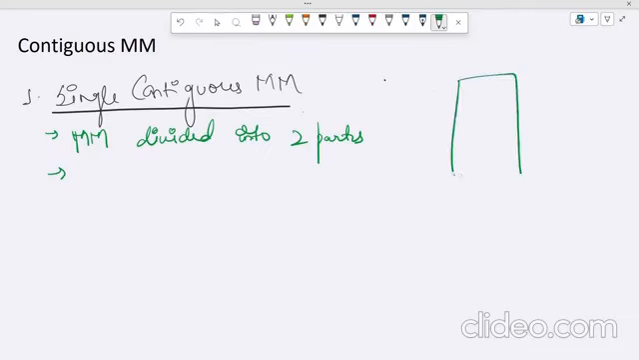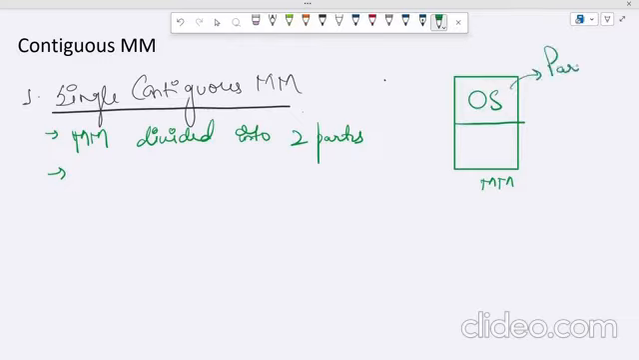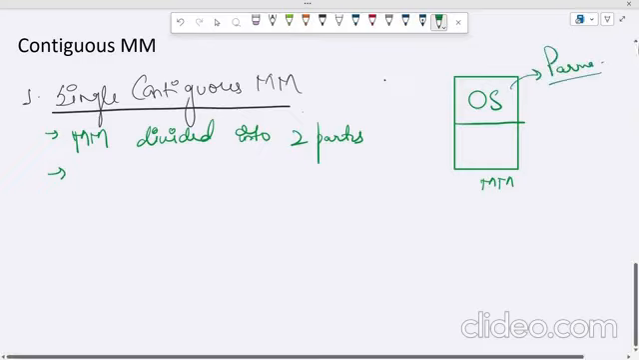For example, this is what a main memory is going to look like, divided into two parts. In one part the OS always resides permanently, and in the other part the process comes, works, and then terminates. So this is called a single contiguous memory management scheme. The OS is set permanently in one partition.